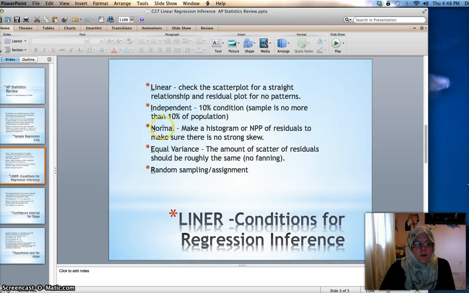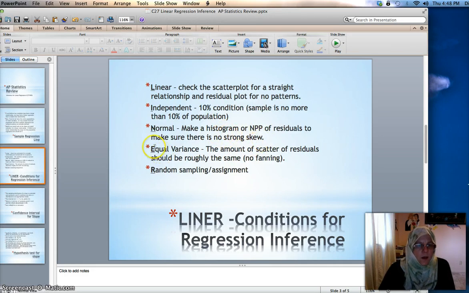The N stands for normal or nearly normal, and what you're checking here is whether the residuals are approximately normal. The way you would do that, which we'll look at in a minute, is to take that resid list and put it in a named list in your calculator, like L3 or something like that, and then look at the histogram or possibly the normal probability plot. Usually we just use the histogram, and make sure we don't have any strong skew to it.